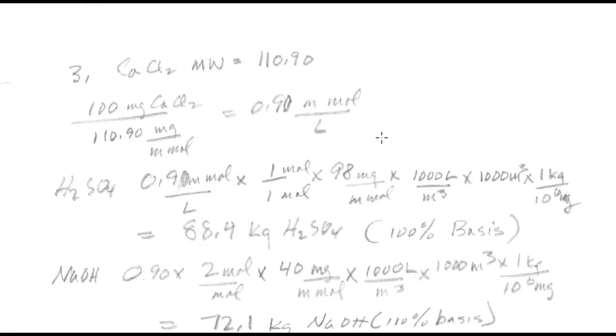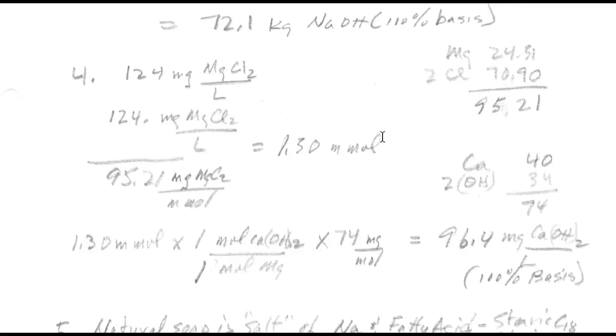Caustic, we have 2 moles per mole of calcium chloride. So 0.9 times 2 times 40 in molecular weight of sodium hydroxide ends up with 72 kilograms of sodium hydroxide.